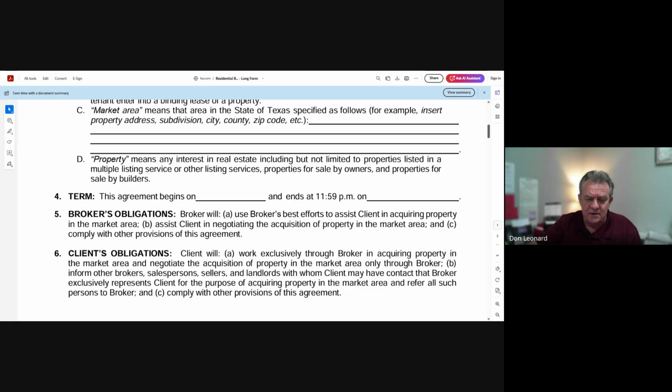Five and six kind of go together hand in hand, and it's the obligations of both sides. It creates expectations. One of the things that's really necessary in any agreement is for both parties to understand what their obligations are and what the expectations are. I've said this a thousand times. I know Gail's heard it a thousand times because Gail and I have worked together for many years. The guy who was my mentor in real estate told me this long ago, and I've never forgotten it. He says, conflict rarely exists when expectations are met.